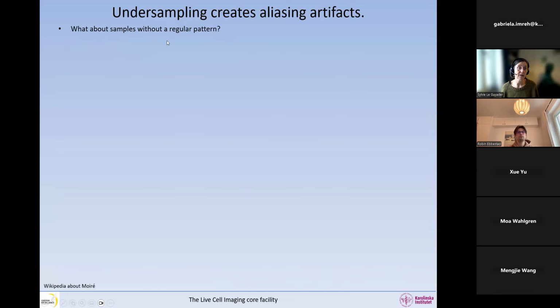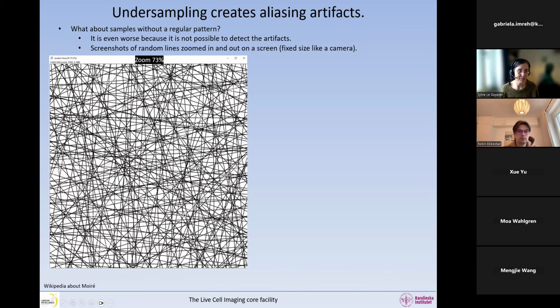So what about a sample without a regular pattern? Because the zebra anyway has regular patterns, so we could see the aliasing. Well, it's even worse without a regular pattern, because we cannot detect the artifacts. So now I want to show you this random line sample. This is something that you can get from TIFF, and it creates random lines in Fiji. So I have this line pattern, and it's a pattern, but it's not a regular pattern.